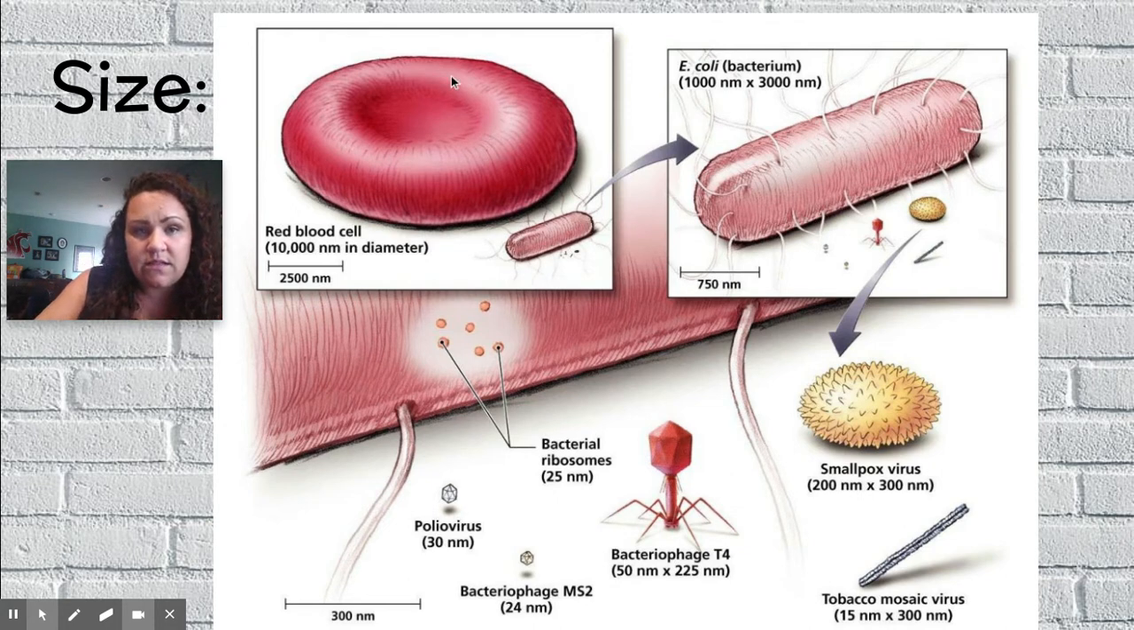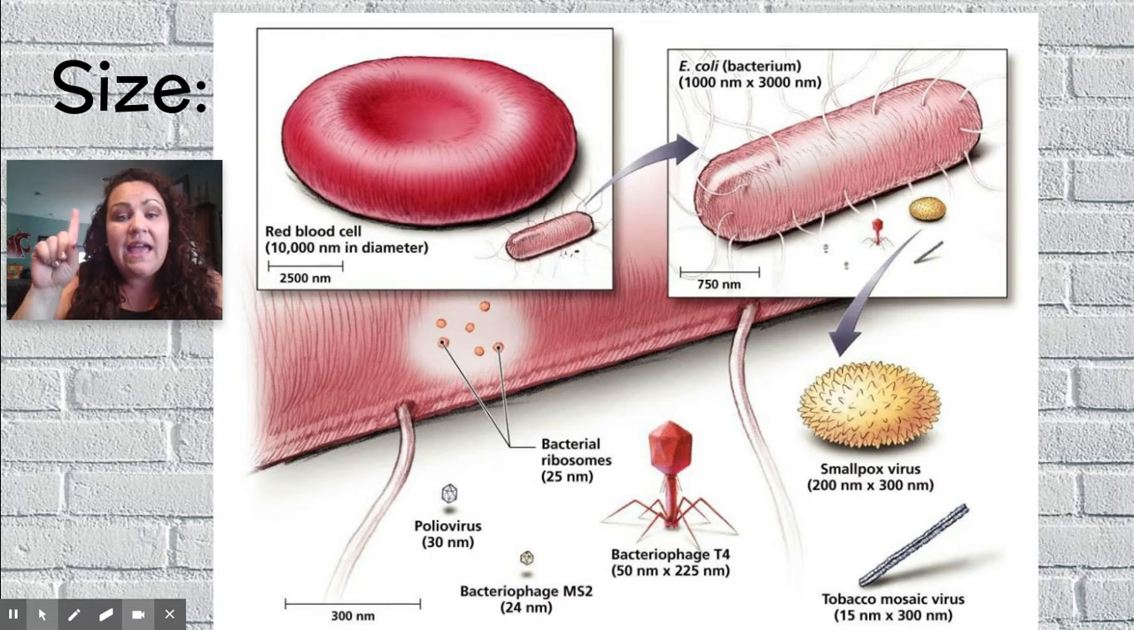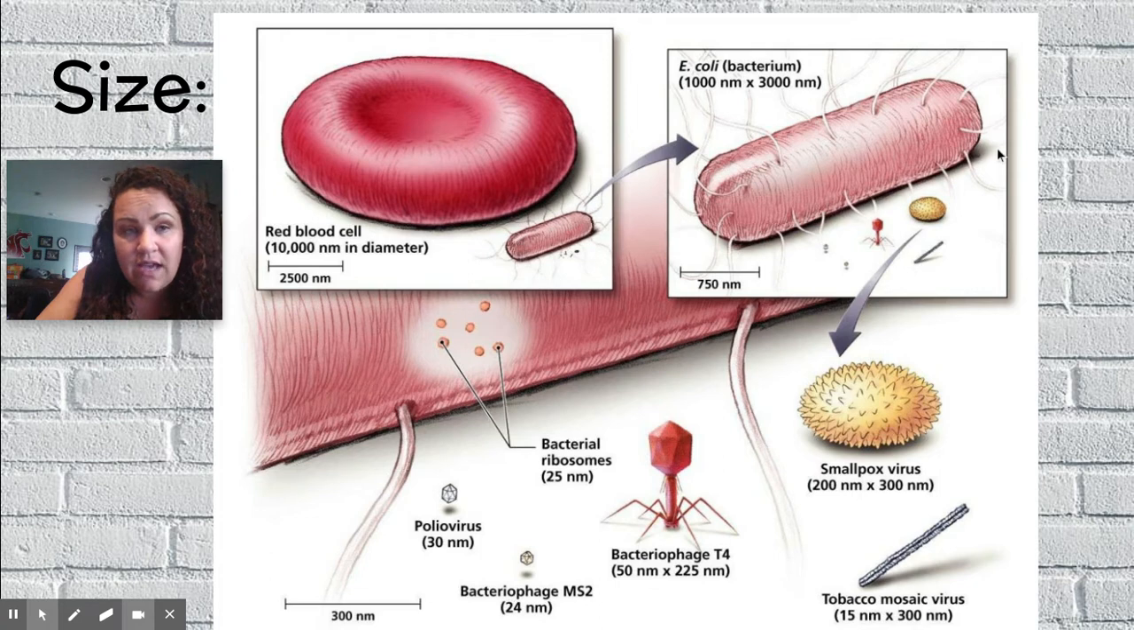So if we're going to compare sizes, here's a red blood cell. And even smaller than that, look at that size difference. That's a bacteria. And even smaller than that bacteria are these little guys here. Do you see those? Those are viruses. Viruses are incredibly tiny. So even knowing that they're so tiny, they still vary in size quite greatly.